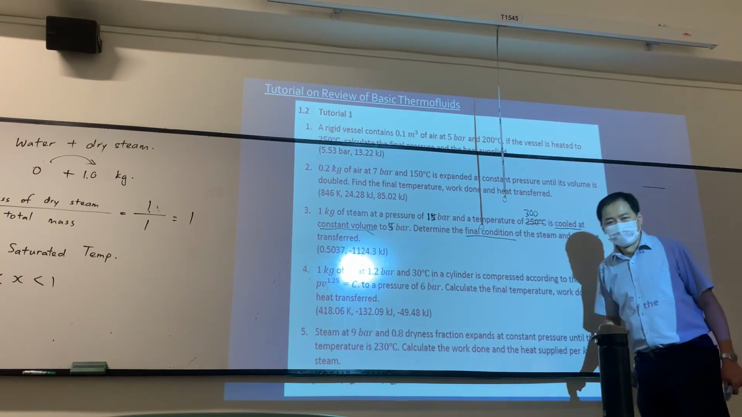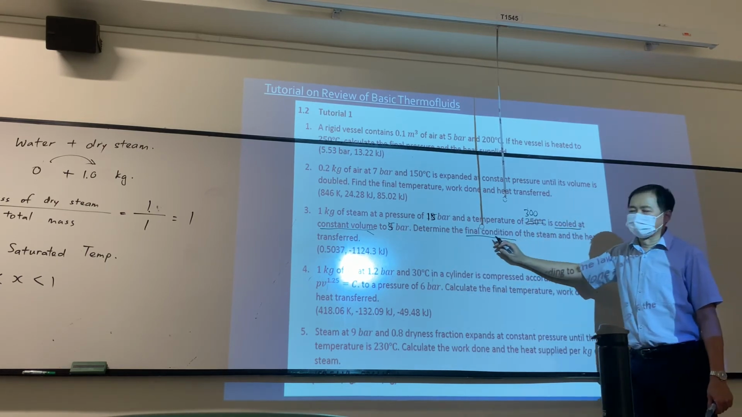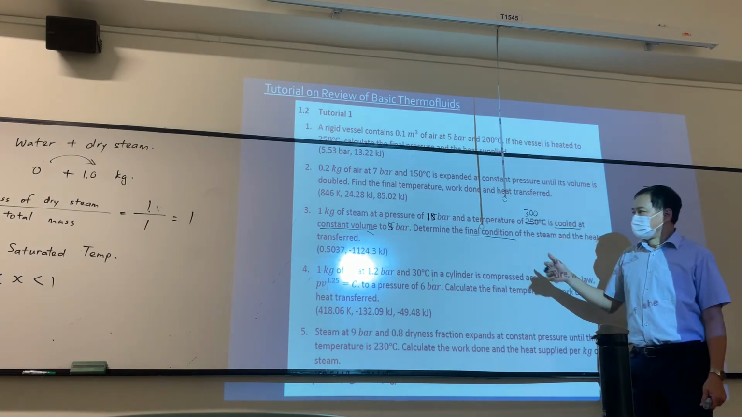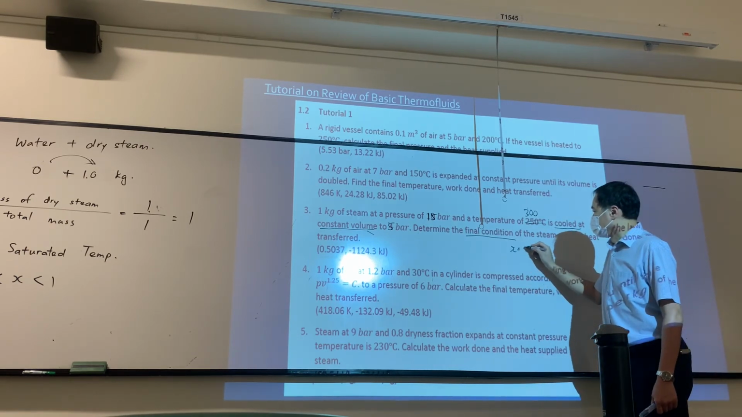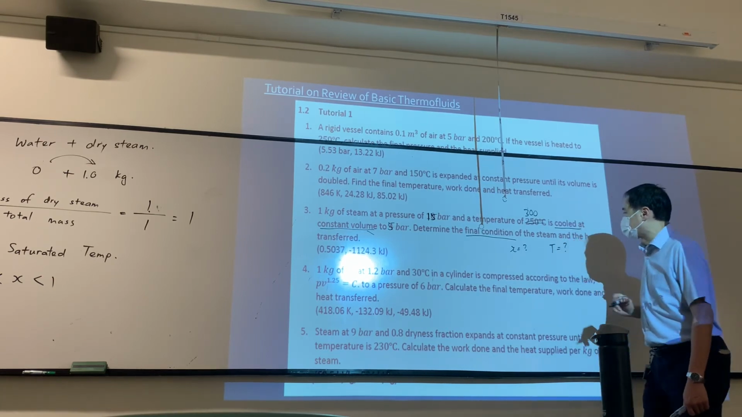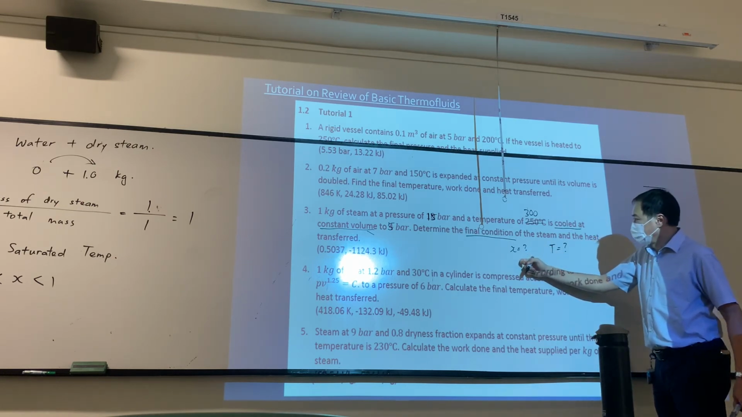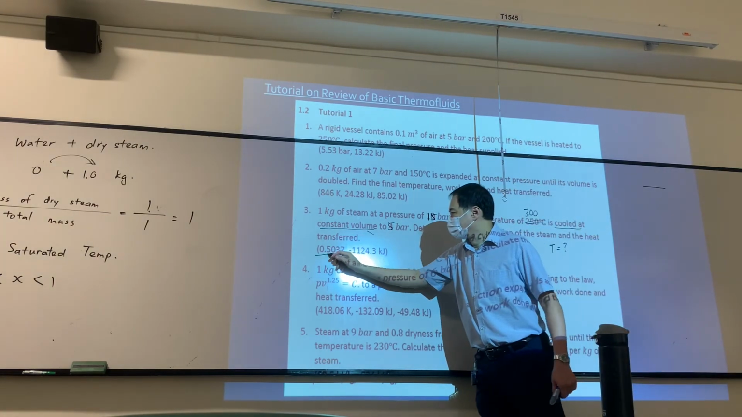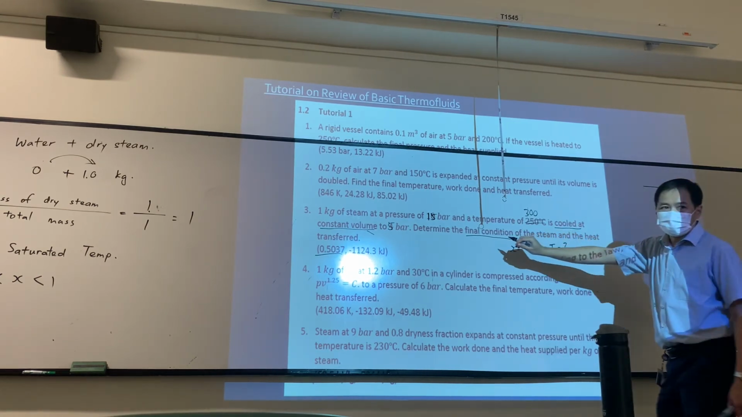So what does it mean? At point 2, at 5 bar, what is the condition of the steam? Is it a wet steam? Is it a superheated steam? If it is wet steam, what is the dryness fraction? If it is superheated steam, what is the temperature? The answer you see here is not a temperature, so this is the dryness fraction, which means the final answer is wet steam.